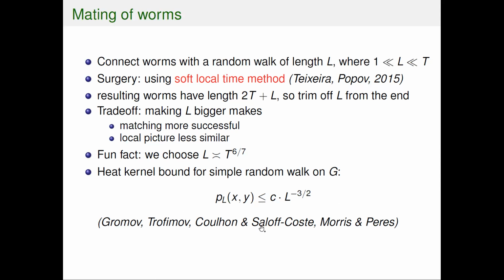And by the way, this is something that we had to put together from deep results. So I just mentioned these names to make you happy because you wanted groups. So this is a group theory seminar. There are very deep theorems from group theory by Gromov, Trofimov, Losert, and Coulon, and then some probabilistic ideas from Morris and Peres, which together imply this.